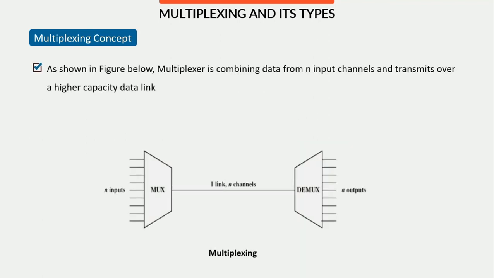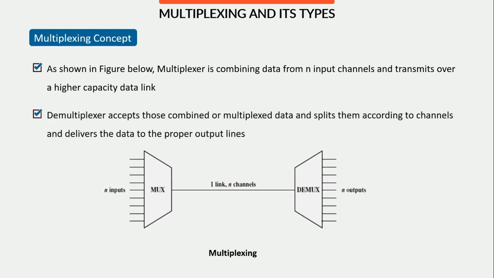As shown in the figure below, the multiplexer combines data from n input channels and transmits over a higher capacity data link. Demultiplexing accepts the combined or multiplexed data, splits it according to the channels, and delivers the data to the proper output lines. The figure below shows a multiplexer. In the simple form, there are n inputs and n outputs. We can see in the figure that the multiplexer is directly connected to the demultiplexer using a single data link. This link can carry n separate channels of data.